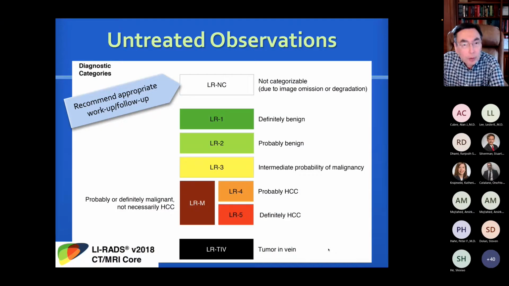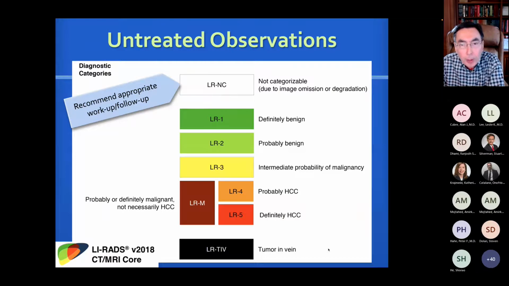So these are the categories that we can assign using LI-RADS for untreated observations. And notice that one of them is called LR-NC, not categorizable. It's just important to understand that doesn't mean that it's an indeterminate or intermediate probability of HCC. It means that there's a technical problem with the scan. Either we're missing the arterial phase, or there's motion artifact, or there's some reason that we can't use the imaging to effectively apply LI-RADS. And so in this case, you'll just make a recommendation for alternative imaging or some other strategy.